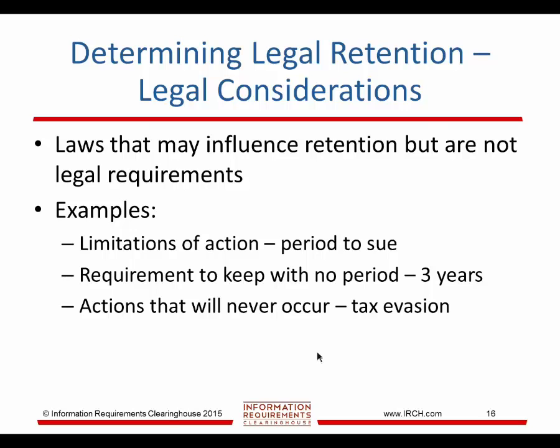It's an important issue to consider, but it's not a legal requirement. You do not have to keep the records for the period of time of the statute of limitations. We're going to talk more about that. There is a requirement sometimes to keep records, but there's no period stated. We have written on this extensively. We have a white paper if you would like to request that from Andre.